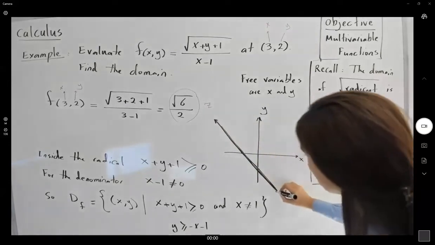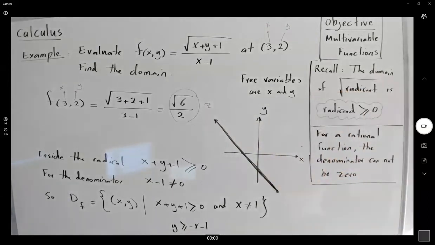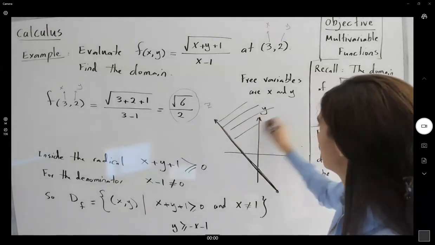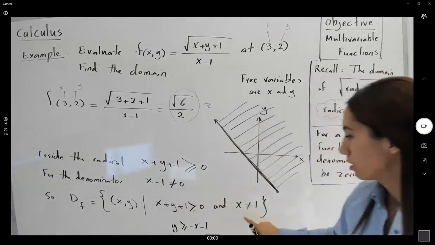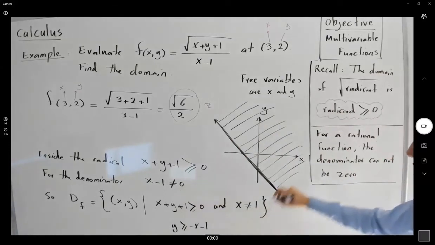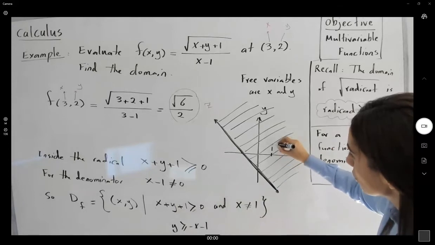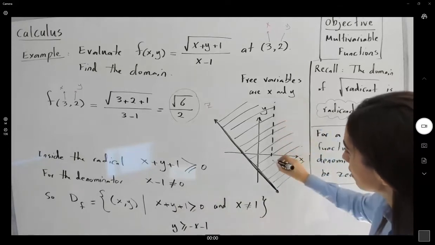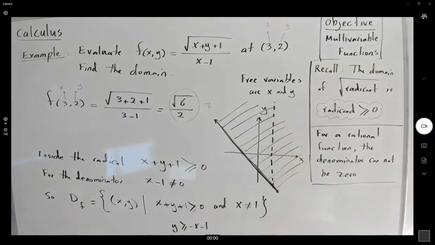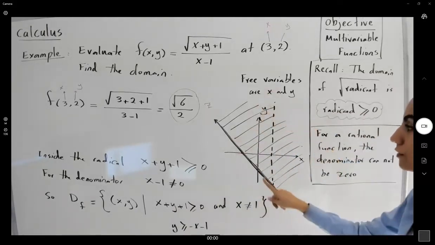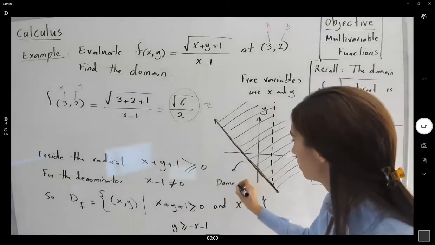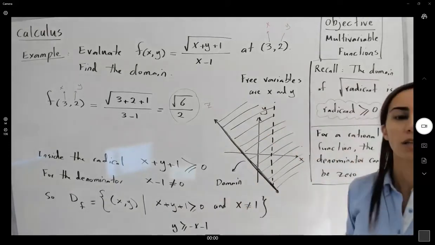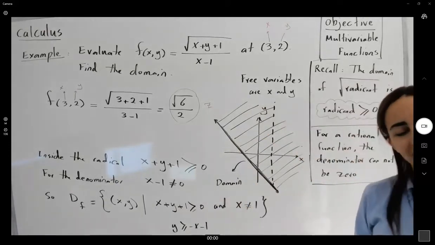It continues. And it's larger than or equal to 0, so it's going to include the right-hand side of the plane. And also we have to exclude the line x equals 1. There is the line x equals 1. This is the line, so we're going to use a dotted line here. This part of the plane is the domain of this function. This is your domain. This is how we visualize the domain of a two-dimensional function.